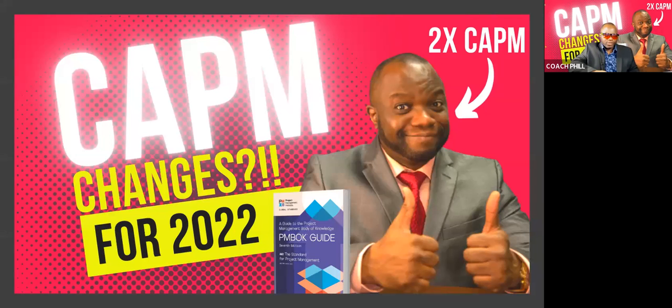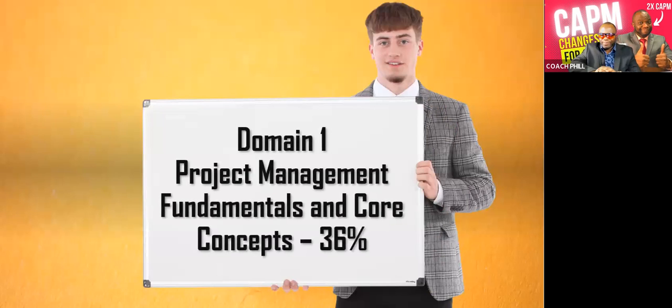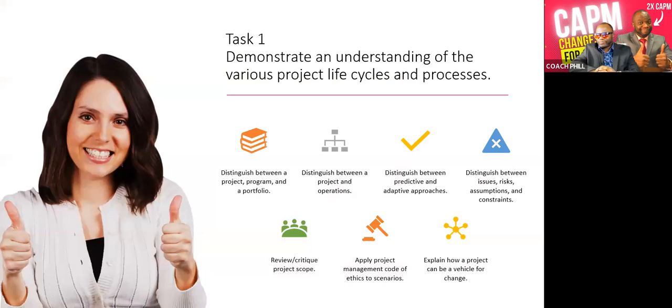The very first domain is Project Management Fundamentals and Core Concepts, 36% of your exam. Task 1 is demonstrate an understanding of the various project life cycles and processes. They're looking for candidates to be able to distinguish between the 3 Ps, projects, programs, portfolios, and even between those and operations. Distinguish between predictive approaches and adaptive approaches.